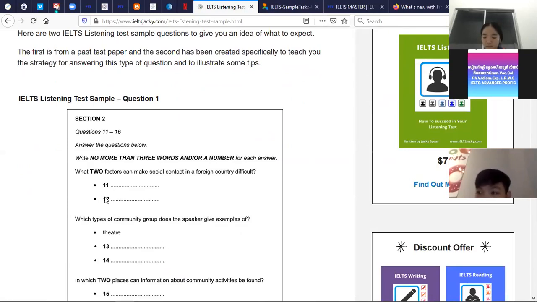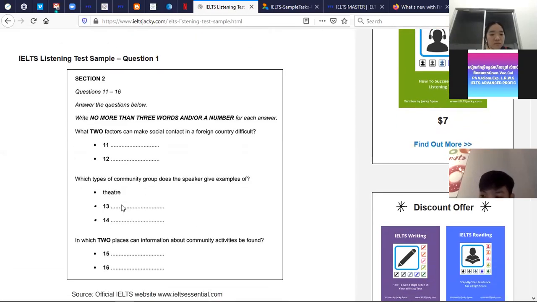So for this one, you will be given gaps to write your answer as well. If it looks like this, you will need to write 2 factors. So don't write them one after another.